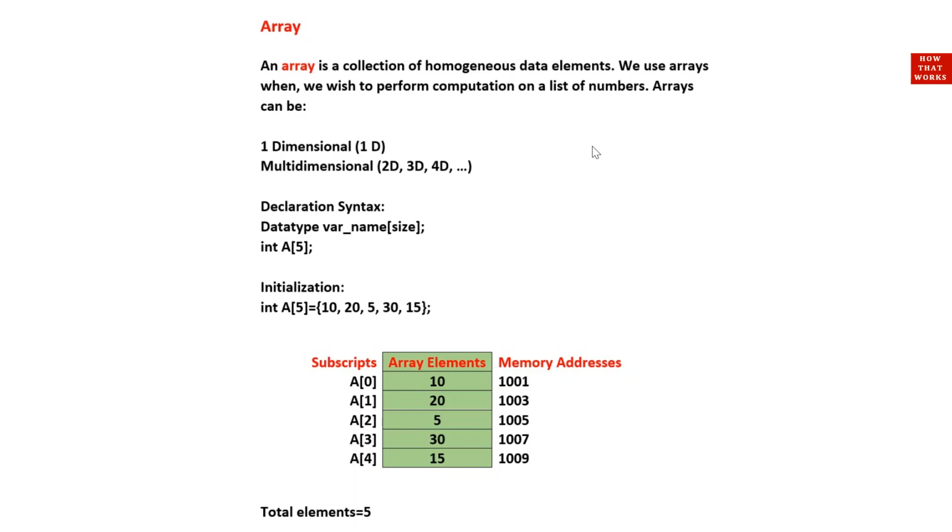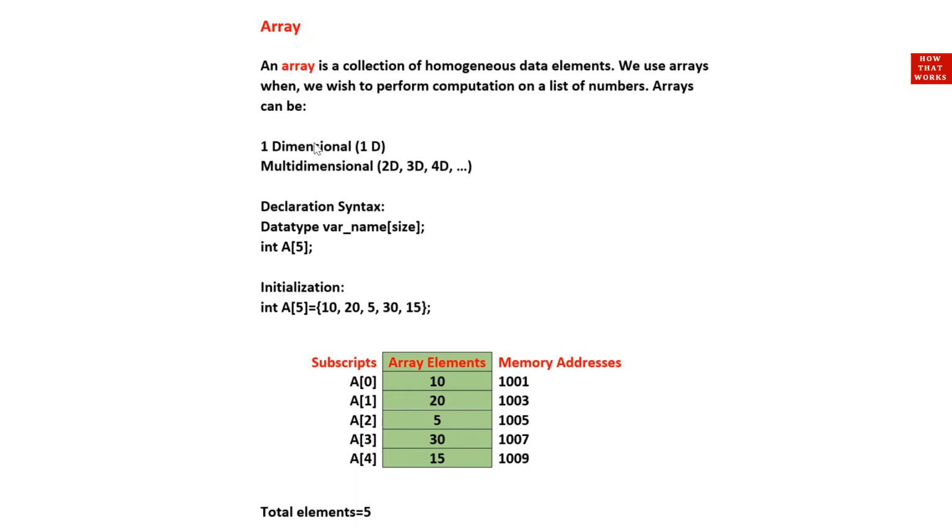Suppose I want to save roll numbers of all the students of a class, and there are 60 students in a class. Then I need to declare 60 different variables in order to store their roll numbers. But the alternative is to declare an array of type integer, and then store all the values in it. So here comes the concept of array.